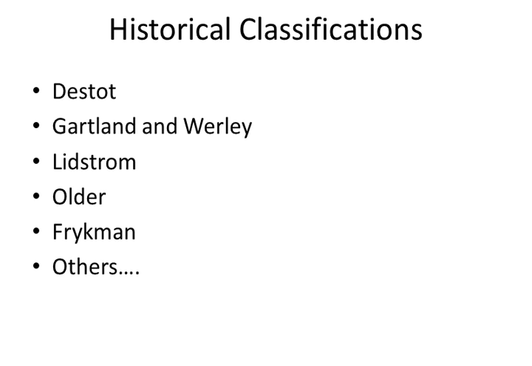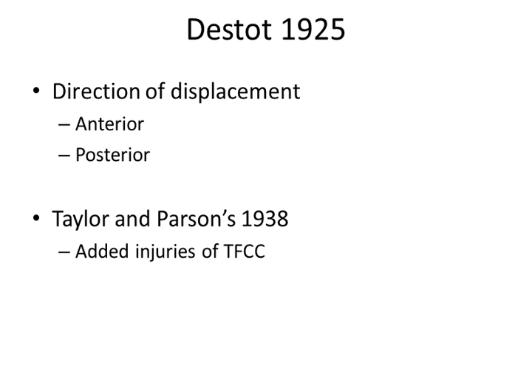Okay, so let's go a bit into the historical classifications. There's quite a number of them, we'll just go through one by one. The first classification that we could find was Destot in 1925. Basically he classified distal radius fractures into anterior and posterior displacement. And then later on in 1938, Taylor and Parsons added injuries of the TFCC to the classification.